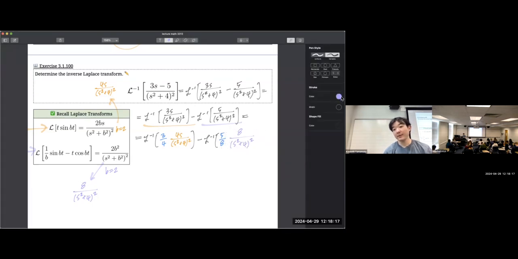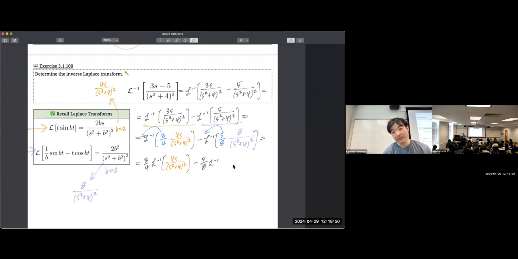And that's it. So we have expressions that we've rewritten. They're the same thing though, the 8's cancel the 5. But now, one thing you could also do is pull these constants out. And if you do that, then you just have 3 over 4 times the inverse Laplace transform of this thing, minus the 5 over 8 inverse Laplace transform of this thing.